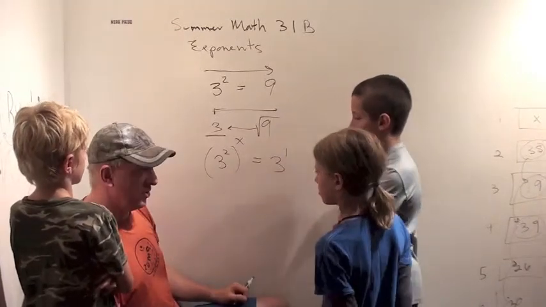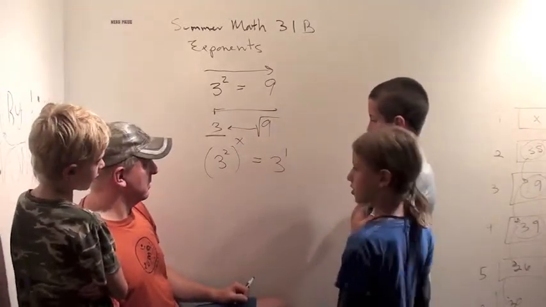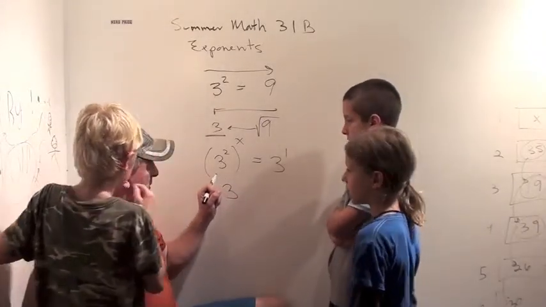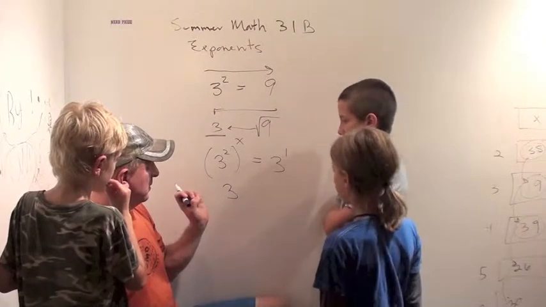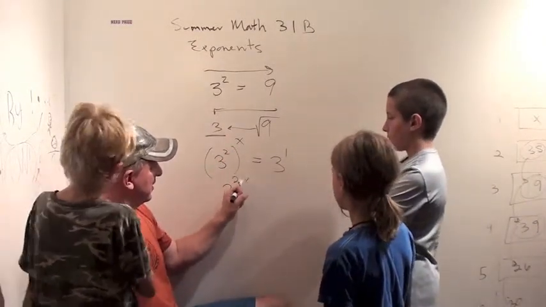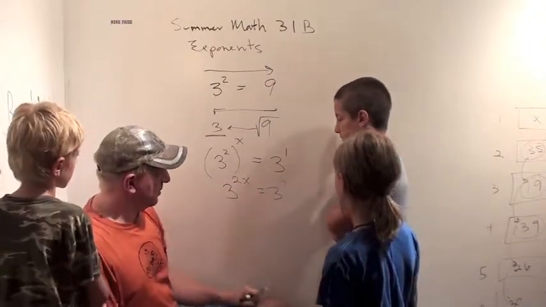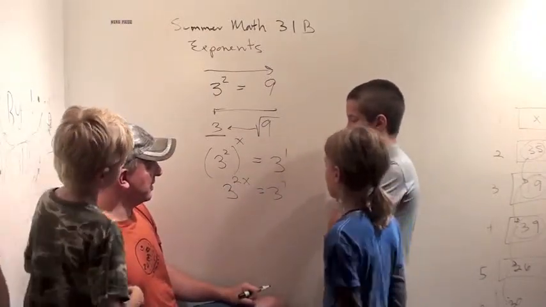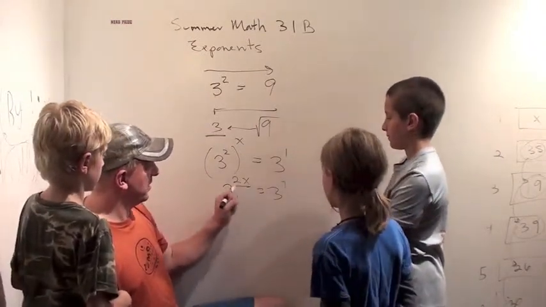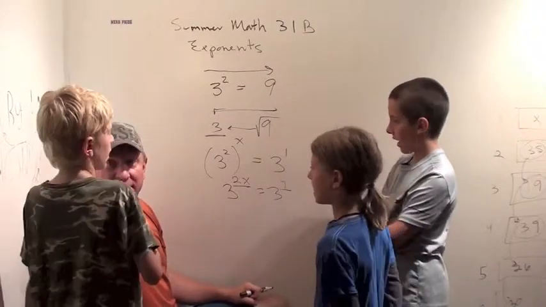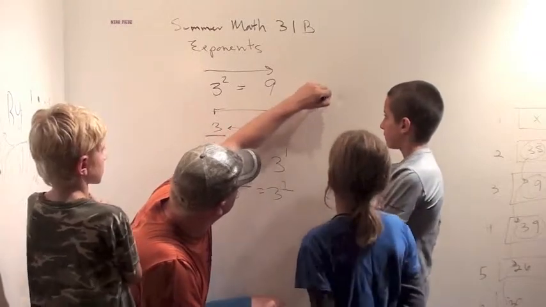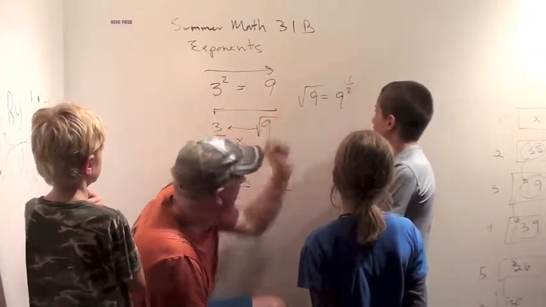So what equation do we have here? Is it 3 squared to the minus 1? No, to the 1/2. Okay, when the powers multiply, 3 to the 2x equals 3 to the 1. So what two things have to be equal? 2x has to equal 1. So what does x have to equal? 1/2. So the square root of 9 is the same thing as 9 to the 1/2 power.